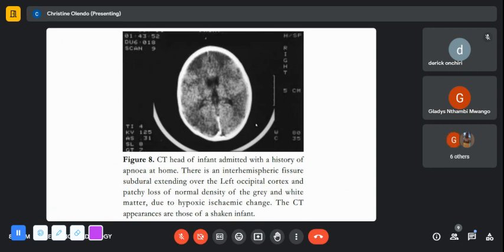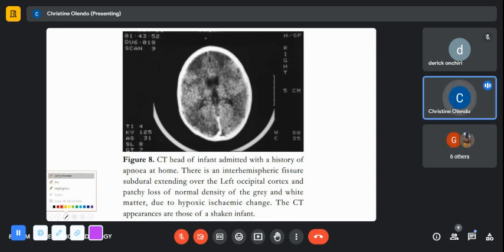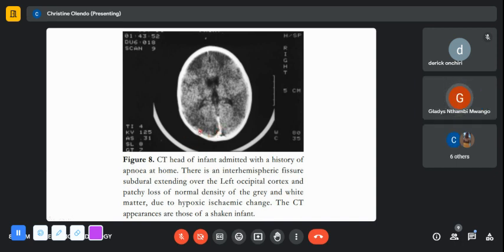All right. So again, this CT head was of a patient who was admitted with a history of apnea at home. You can see there's a subdural on the left around this area. In the left occipital cortex, the change that was there was due to hypoxic changes. What about on the right side? On the right, you can see even better because it is going interhemispheric. That extends interhemispheric, and that's the subdural.